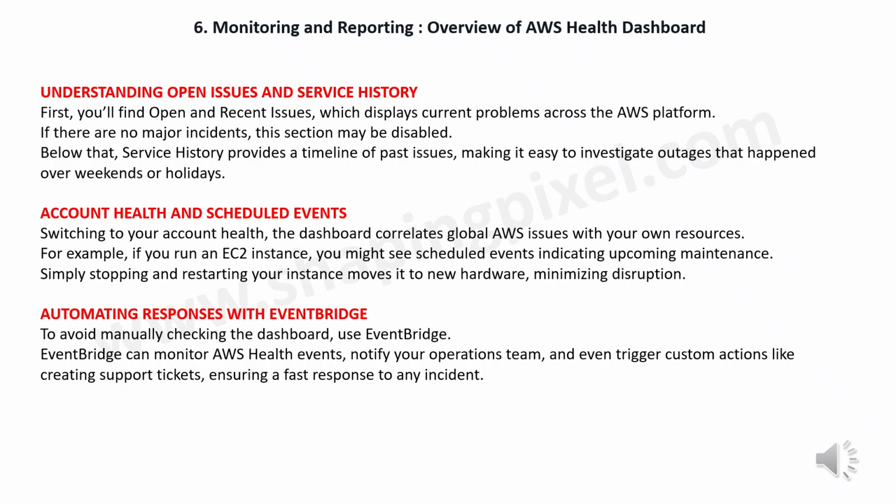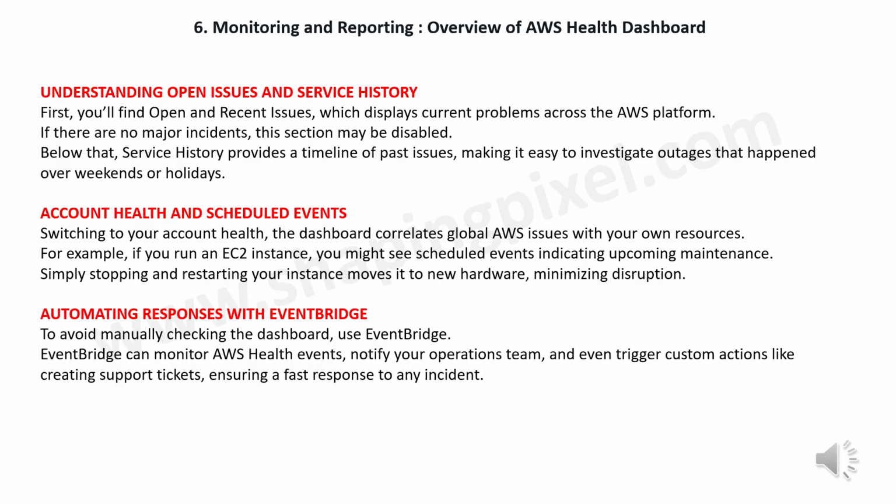Below that, Service History provides a timeline of past issues, making it easy to investigate outages that happened over weekends or holidays. Switching to your account health, the dashboard correlates global AWS issues with your own resources. For example, if you run an EC2 instance, you might see scheduled events indicating upcoming maintenance. Simply stopping and restarting your instance moves it to new hardware, minimizing disruption.